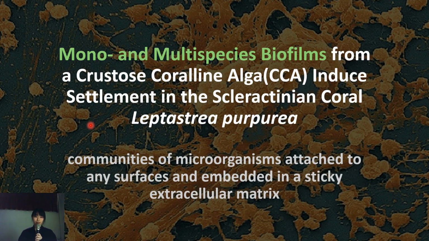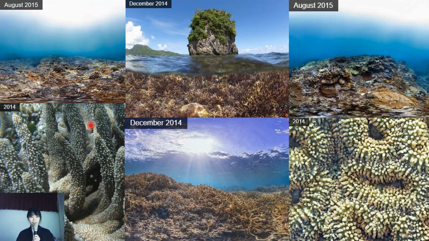And the mono and multispecies biofilms are a layer of bacteria and other microorganisms embedded in a matrix. So it is also a layer covering the crustose coralline alga.